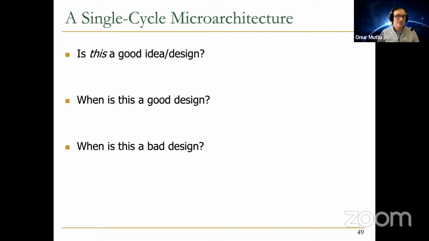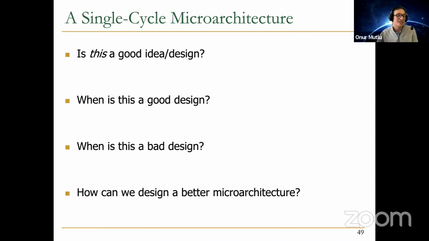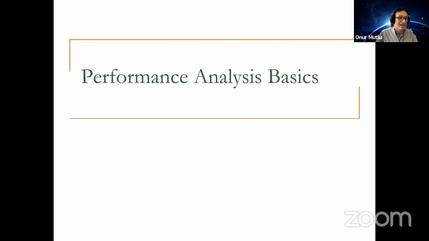Let's defer the answer to this question. When is this a bad design? Let's again defer the answer to this question. And then the question is, how can we design a better microarchitecture? Basically, these are some rhetorical questions to think about, and I'm going to answer them in the next few slides. But think about the critical path that you have in your clock cycle time. That's now determined by the longest instruction to execute, right?